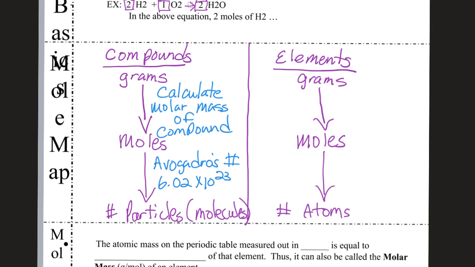Let's look at the elements side. For the elements, it's a little bit simpler. All you have to do is use the periodic table to find the molar mass for that element.